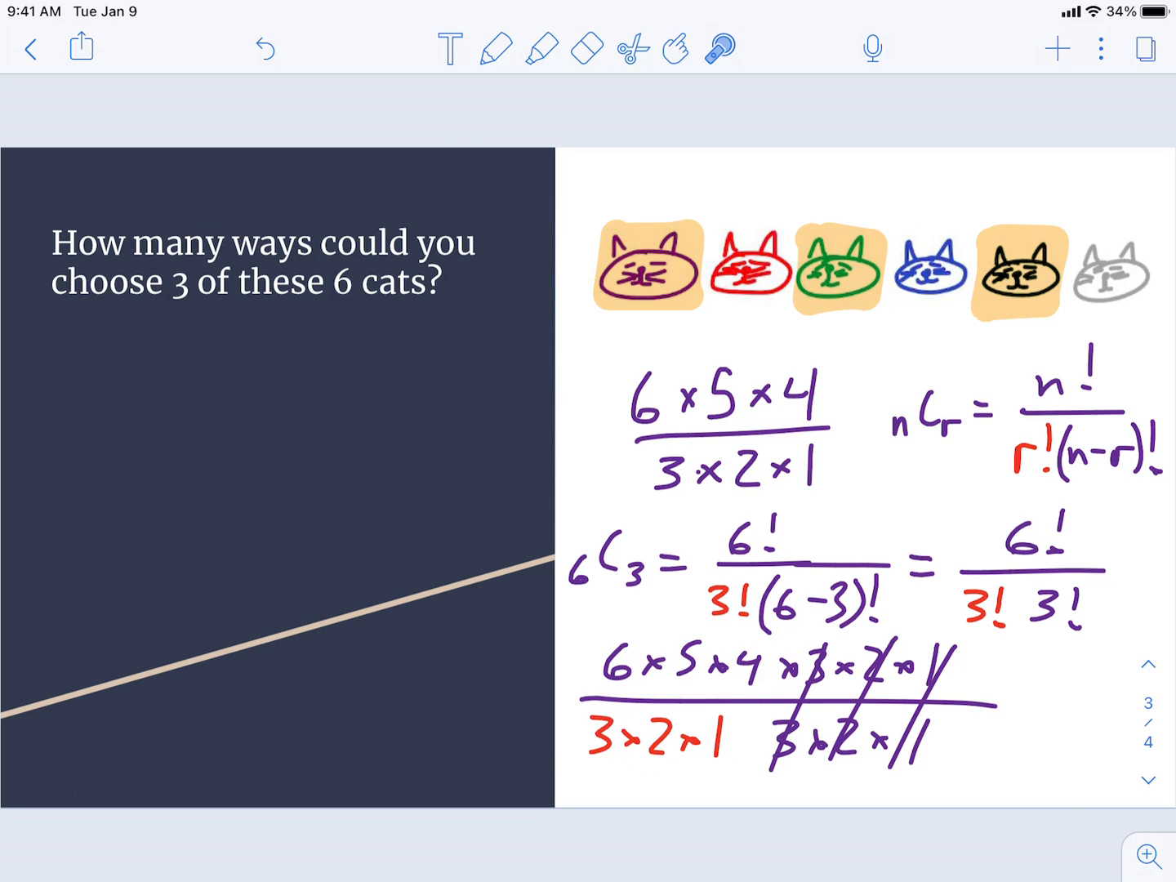So that's where all the factorials and stuff come from in the 2 formulas, and that's the reason that with combinations you end up with less when order doesn't matter, less total ways that you could choose something where order doesn't matter versus when order does matter.